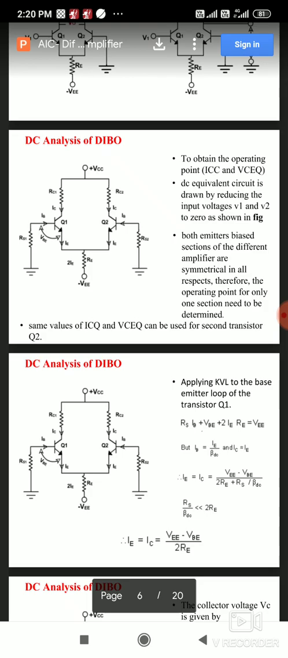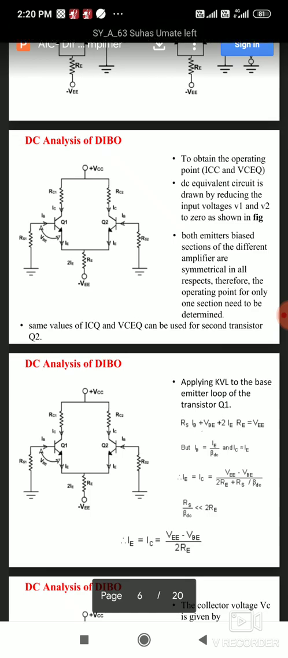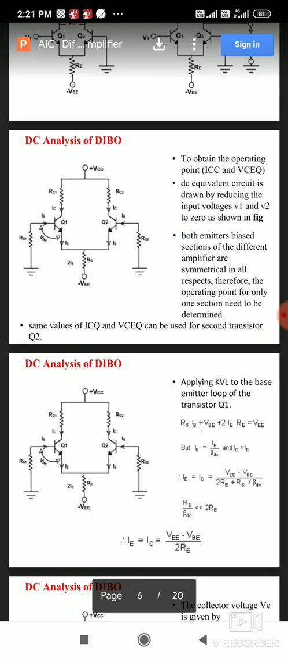Now the operating point is decided by two values. One is the collector current IC and another is the collector to emitter voltage VCE, which we have to find out at the operating point. We have to find out these two values. Are you getting my point?